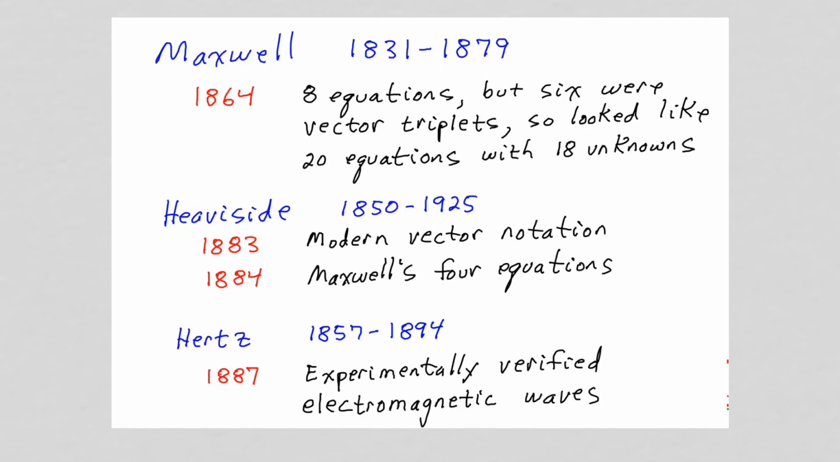Maxwell died in 1879. In 1883, Oliver Heaviside introduced the modern vector notation that we use today. In 1884, Heaviside consolidated the 20 equations that Maxwell was using into 4 equations and eliminated the electrical potential and the magnetic vector potential from those equations. In 1864, Maxwell used his 20 equations to predict electromagnetic waves. It wasn't until 1887 that Heinrich Hertz experimentally verified the existence of these electromagnetic waves.